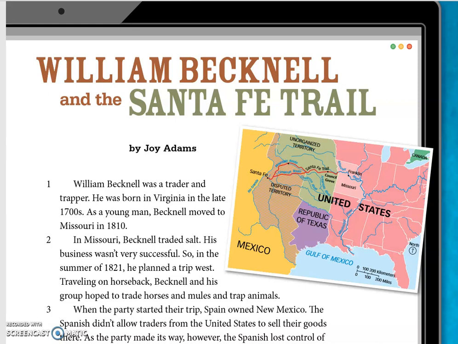Boys and girls, we have another map today. Why do you think the author gave us another map? Although it is a map from 200 years ago, there is a specific reason that this map is included. Yep, this map gives us a visual understanding of William Becknell's travels on the Santa Fe Trail. I'm sure it looks much different today, boys and girls, but we need to focus on this map because it's going to help us really understand the story.